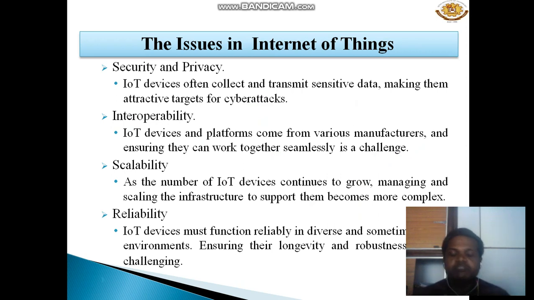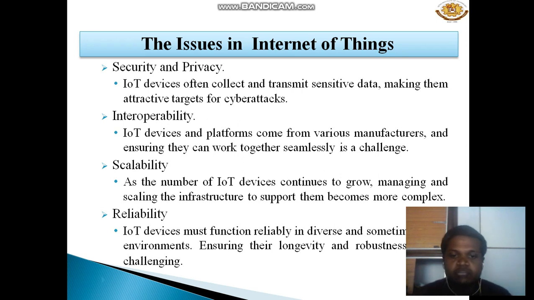With this many applications, Internet of Things also faces issues. Security and privacy are among the important parameters, along with interoperability, scalability, and reliability. Interoperability means supporting IoT devices from various manufacturers and platforms. Scalability is managing the scaling of infrastructure, which is also one of the important issues in Internet of Things.